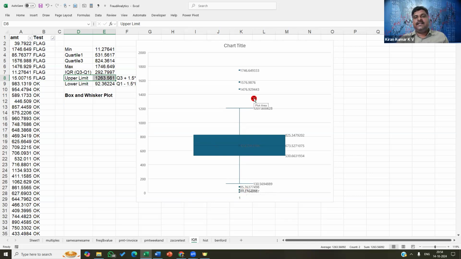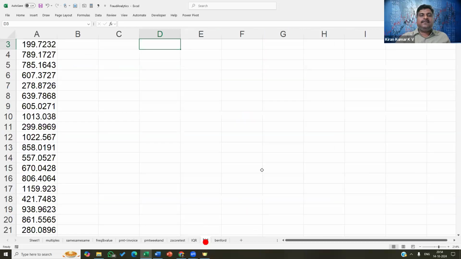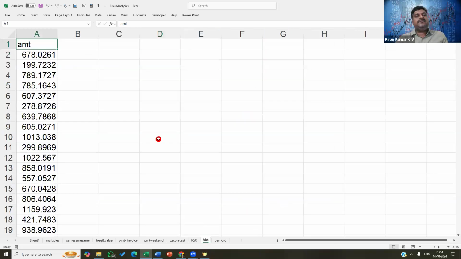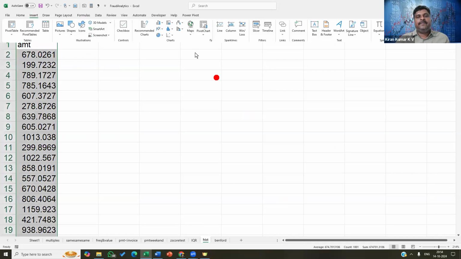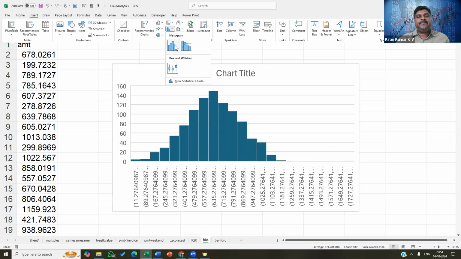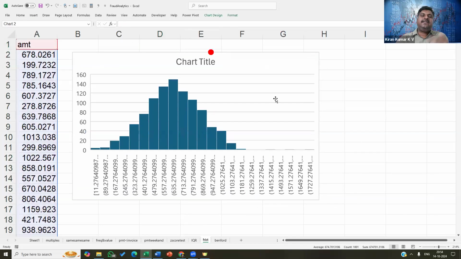So this is another way. All the values falling above the upper limit and below the lower limit are all my outliers, possibly fraudulent transactions. All right, so this is one. And one last thing, using the same data, I can generate a histogram. Let's select a histogram.